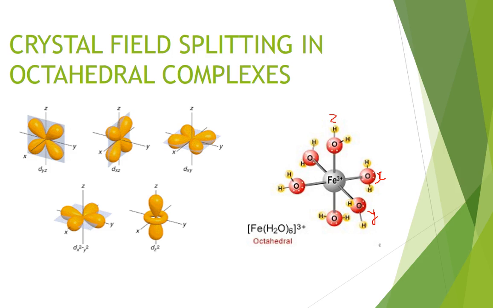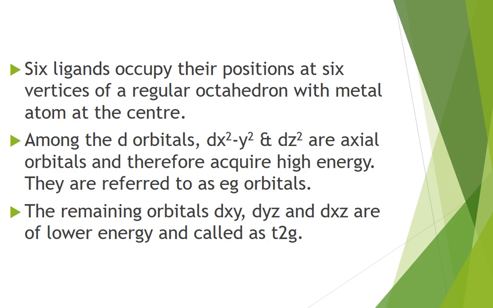The ligands are approaching either towards the x-axis, the y-axis or the z-axis. And these d orbitals, dx square minus y square and dz square, are also along the axes. So these orbitals will experience more repulsion, so their energy will increase, whereas the other 3 orbitals will get lowered in energy. This is the reason for splitting of d orbitals.